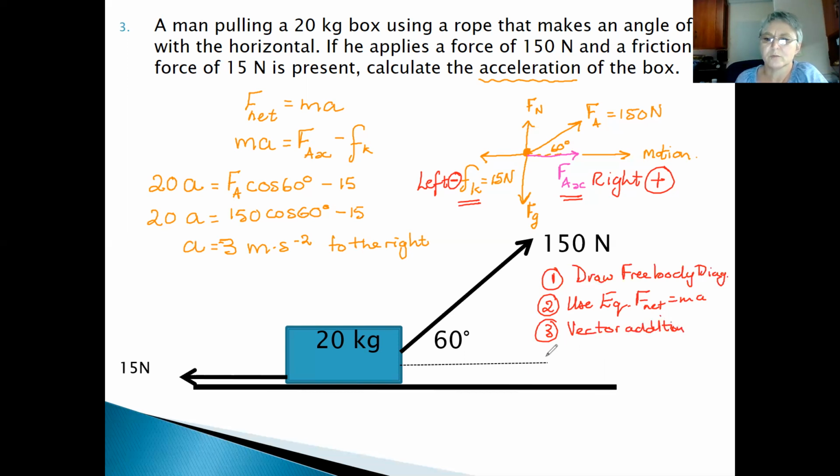And then we must remember that the number of unknowns will be the same as the number of equations you need to build in order to solve the problem. In this question, we had one unknown, and that was the acceleration of the box. So we needed one equation to solve the problem.